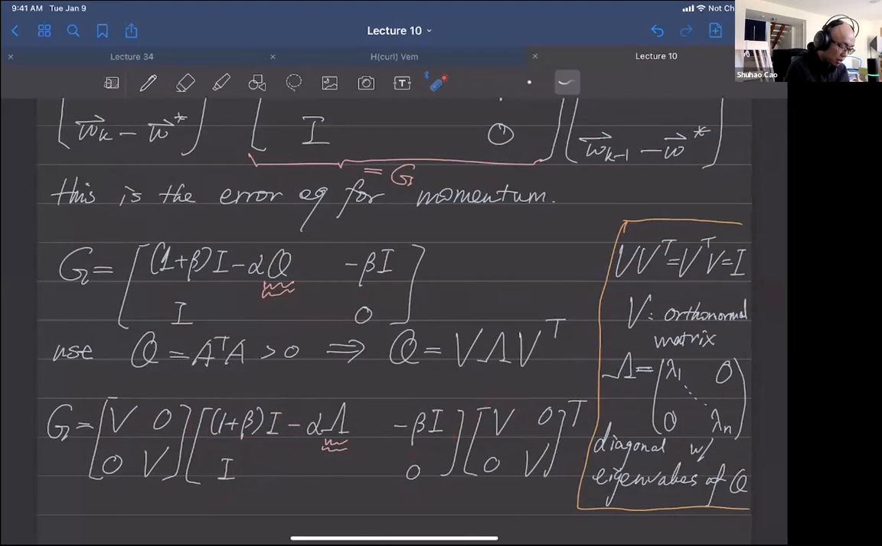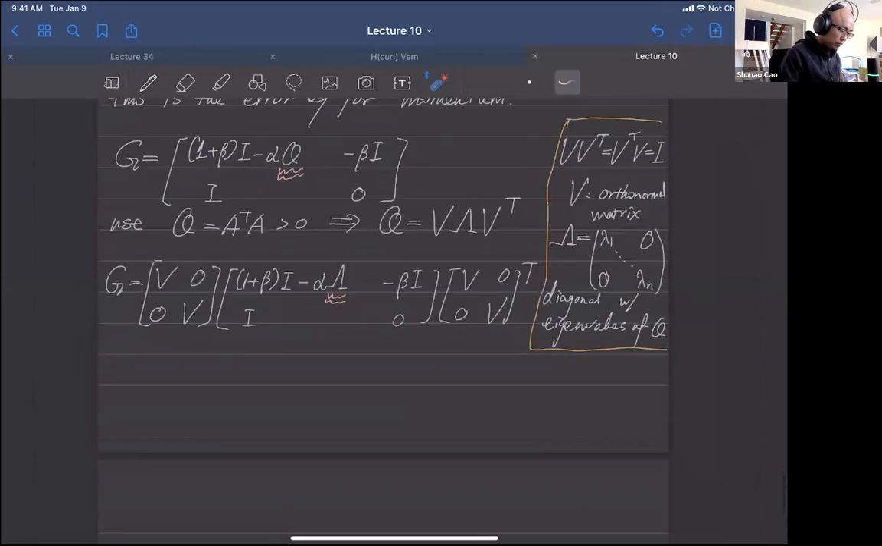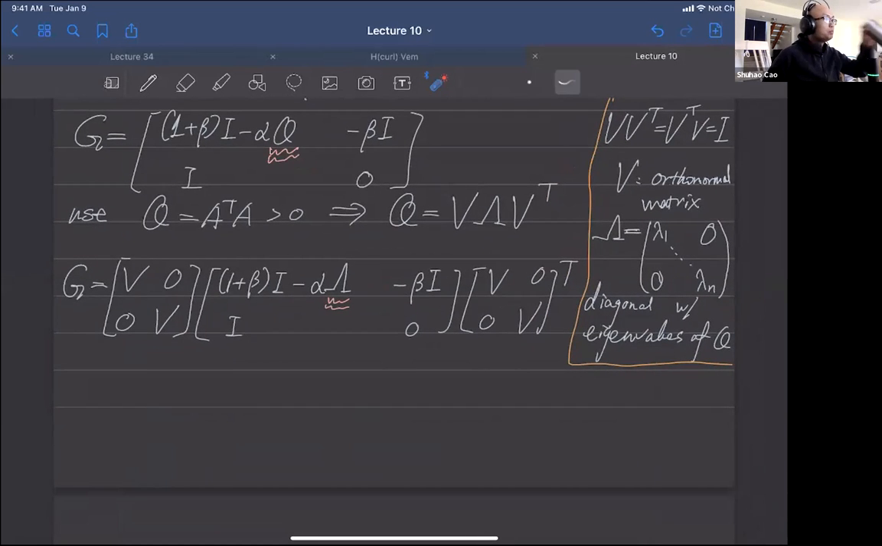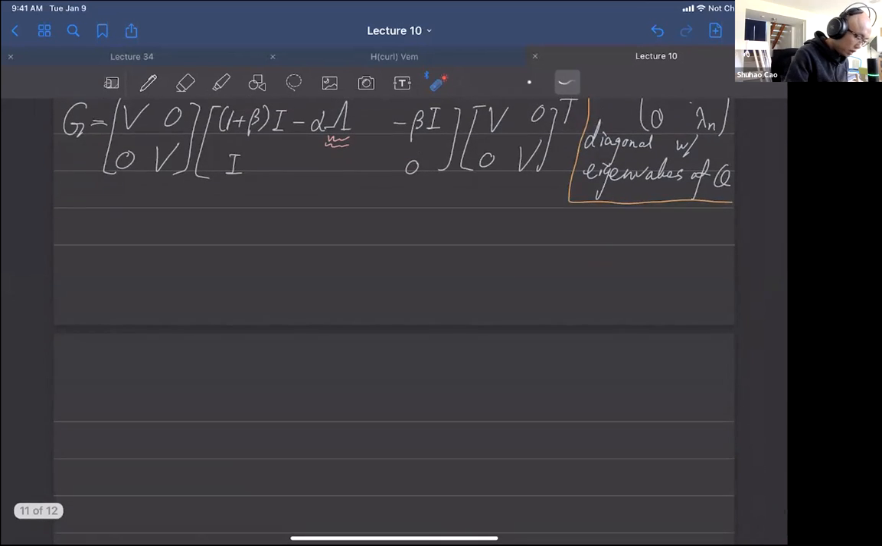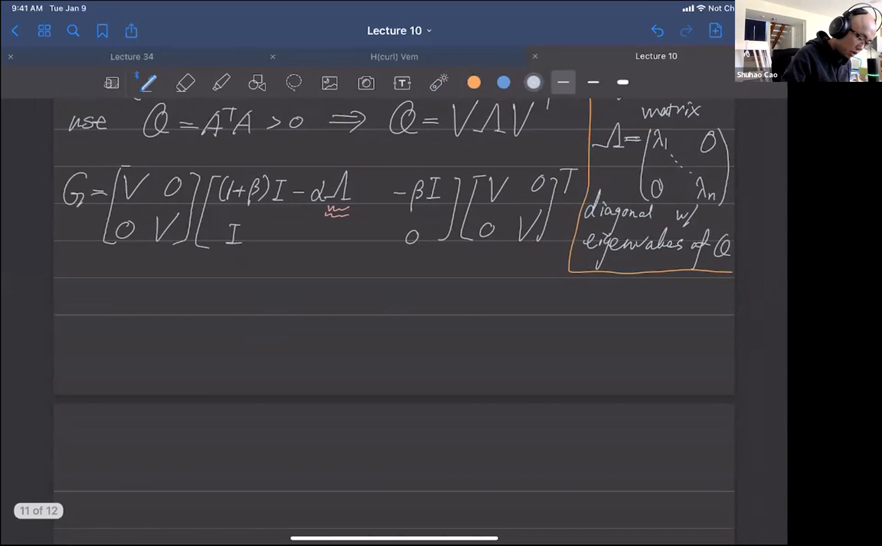So same thing here, and then if we have this lambda, this diagonal matrix, then V transpose will get us back to Q. So now what happens is we can rewrite this further down, so let's consider what's inside here.